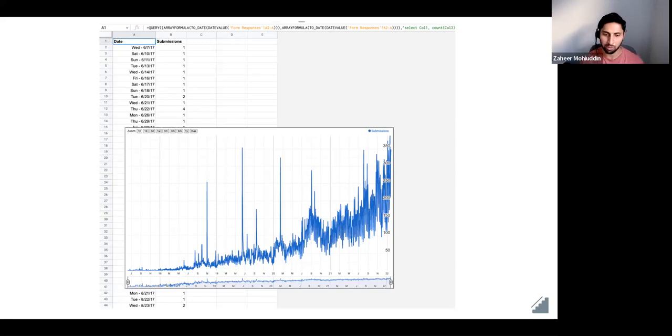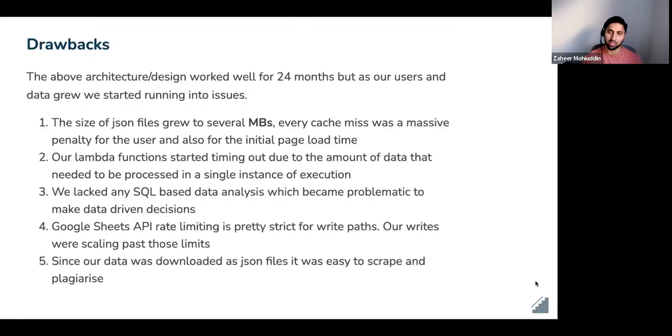Eventually, we realized that we were starting to hit some bottlenecks. In the next slide, I'll talk about the drawbacks when we reached this scale. We had this in place for about 2 years or so, but we eventually started to run into issues. The size of the JSON file was growing into several megabytes, almost 9 to 10 megabytes or so. It was becoming very, very large.